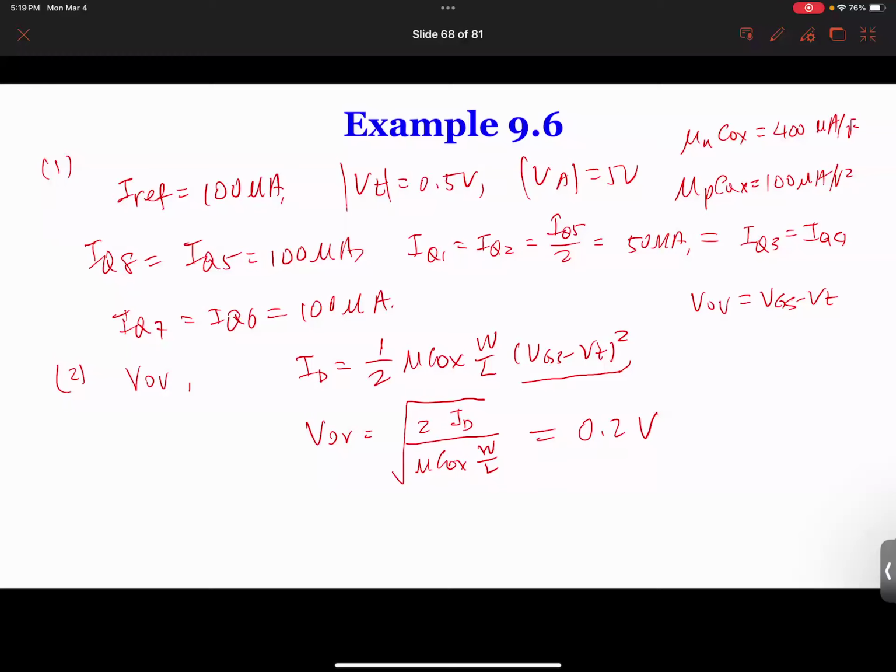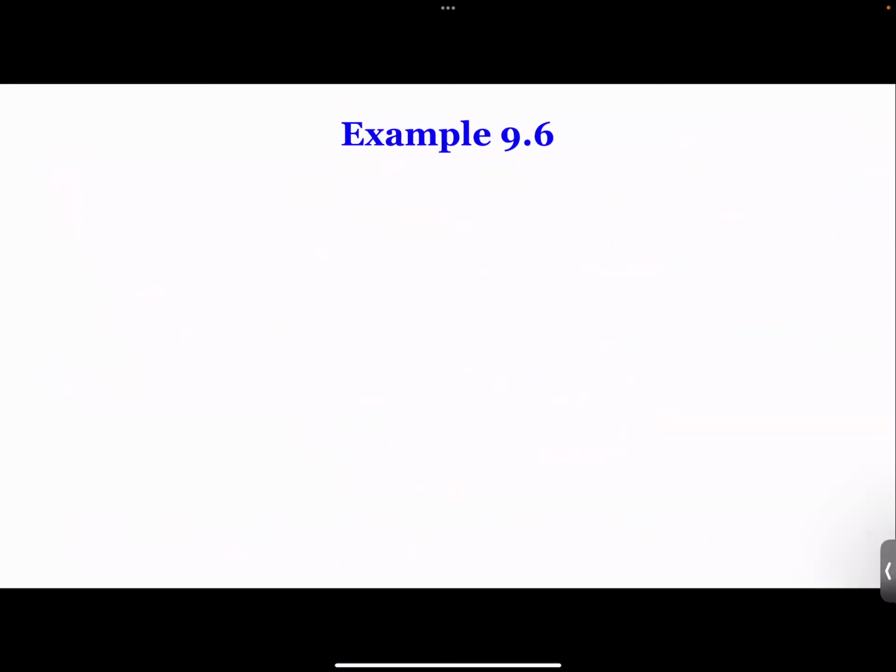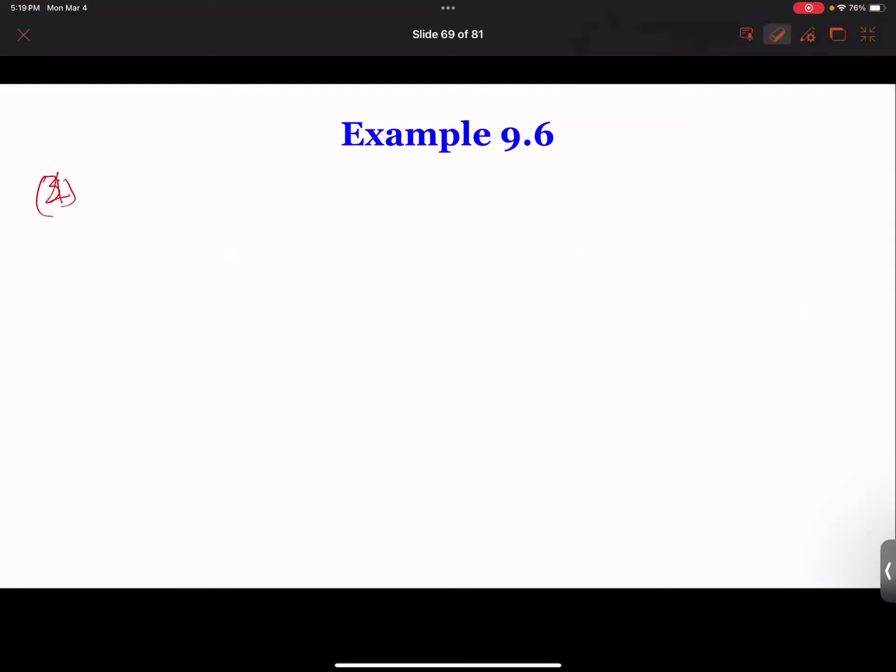Okay. So once we got this VOV, then we can get our VGS from this equation over here. So VGS equals VOV plus VT, which is 0.2 plus 0.5, like 0.7 volts. So we get that number. So those are the DC biasing calculations. We got this. So now we go to number 3. That's number 3, yeah. So we go to number 4. Let's go to number 4.